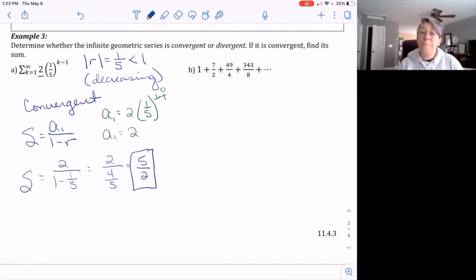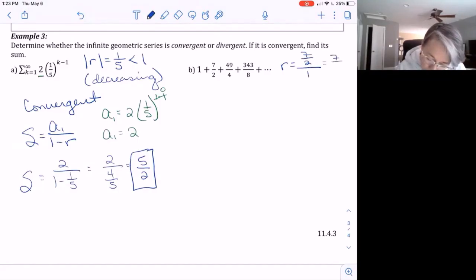Now let's take a look at B. Are these values getting larger or smaller? They're getting larger. We have 1, and then 7/2 is 3.5. So just right there, it's getting larger. But we have to find our r value anyway, just to be sure. It would be 7/2 divided by 1.